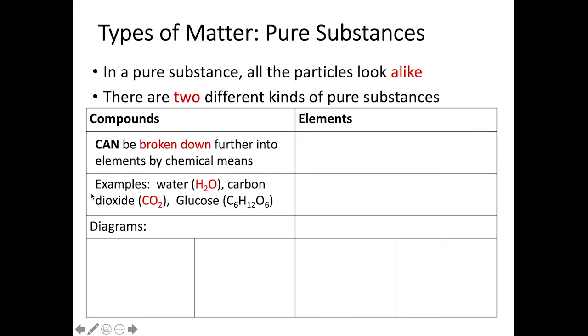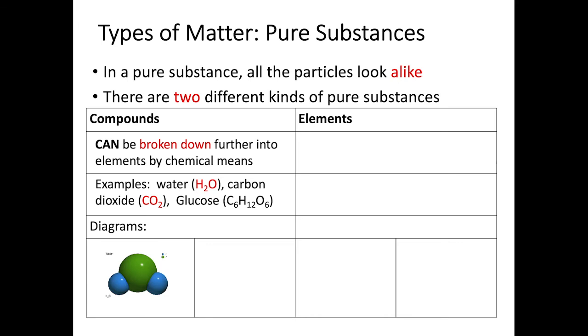Something like carbon dioxide that's in the atmosphere that you're breathing in. Remember we talked about how plants inhale carbon dioxide and you exhale carbon dioxide? That is a compound. It's a combination of carbon and oxygen. If I wanted to separate the carbon out from the oxygen, I could do that, but I'd have to do that through a chemical process. Glucose, the sugar that we talked about when we had our biology unit, is a combination of carbon, hydrogen, and oxygen. And again, if I wanted to, I could break it down.